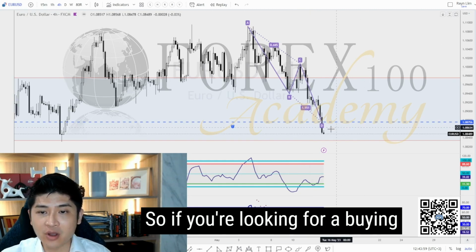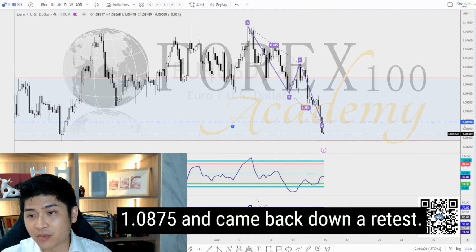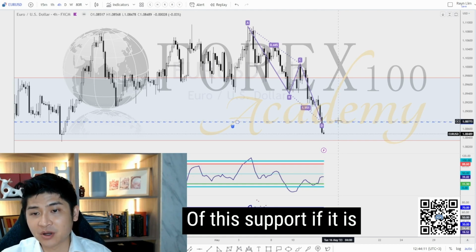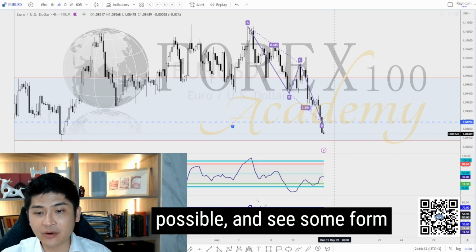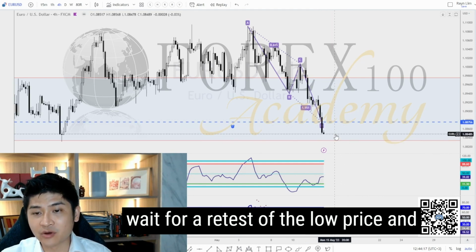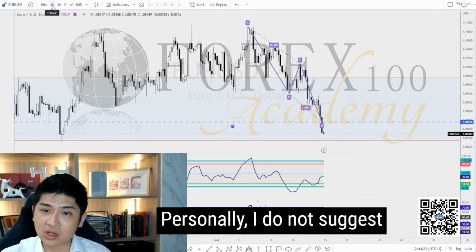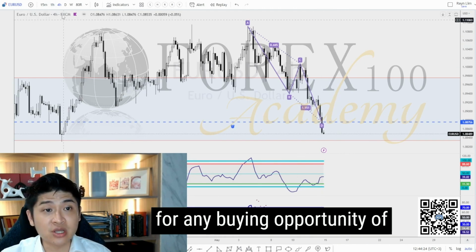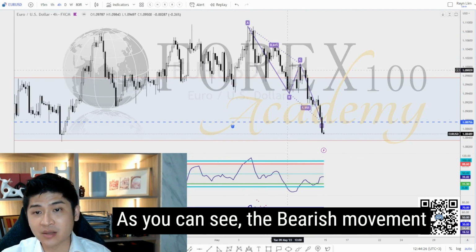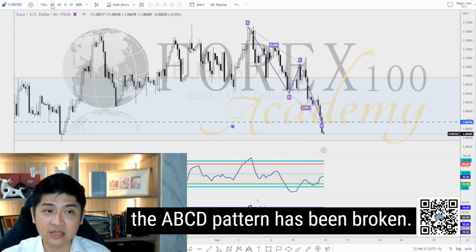So if you're looking for a buying opportunity, certain things you want to look for is a break and close above 1.0875 and came back down, a retest of this support if it's possible, and see some form of a divergence coming up. And in this case, you might want to wait for a retest of the low price and see how things go from there. Personally, I do not suggest any buying opportunity on the 4-hour chart right now. As you can see, the bearish movement is pretty strong, and it's true that the ABCD pattern has been broken.